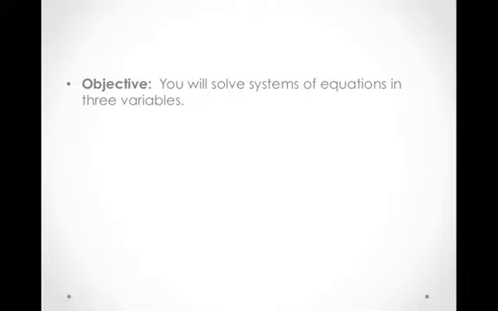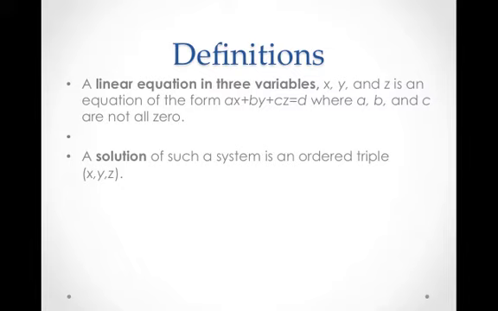All right, of course, our objective is to solve systems of equations in three variables. So what is a linear equation in three variables? Well, you've got x, y, and z, and it's an equation of the form ax plus by plus cz equals d, where a, b, and c are not all 0. A solution of such a system is an ordered triple x, y, z. So you're going to want to make sure your final answer, unless there's no solution, in which case it'll be no solution, is an ordered triple x, y, z.